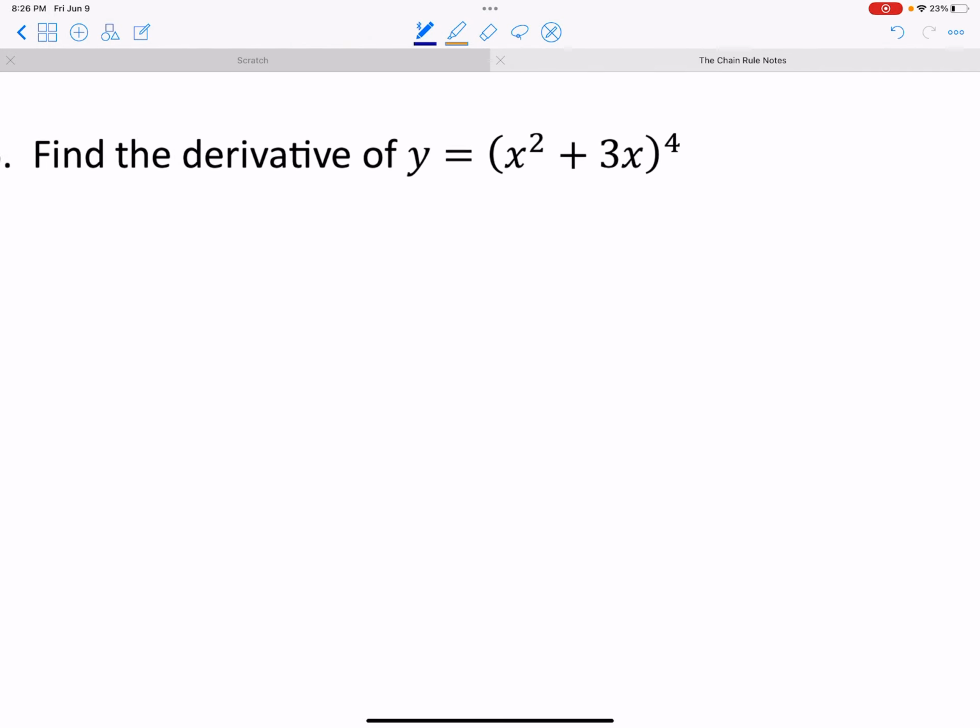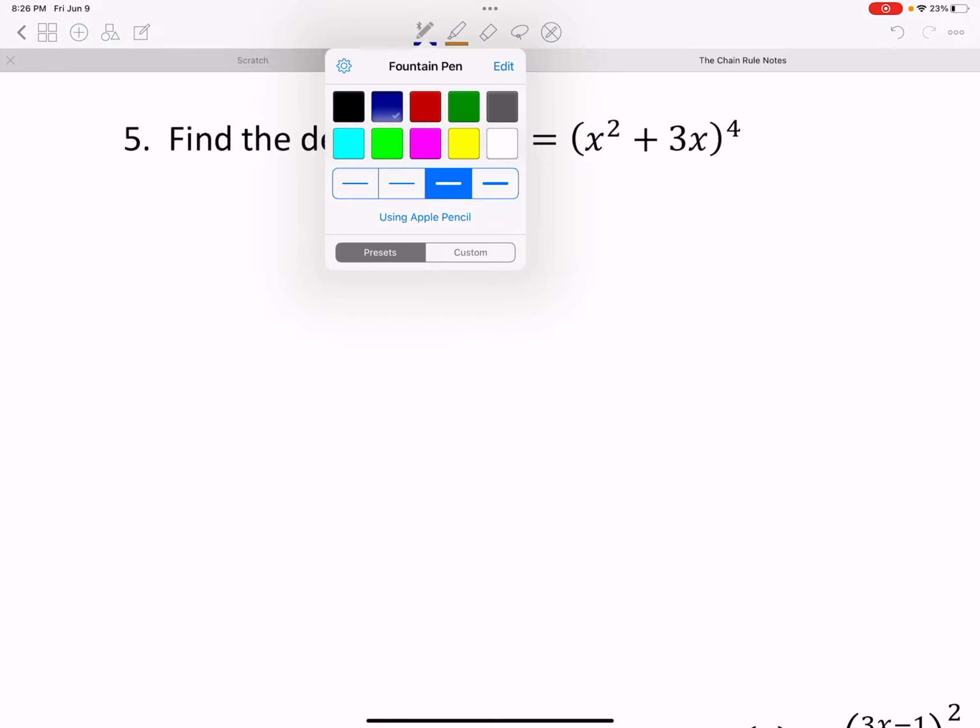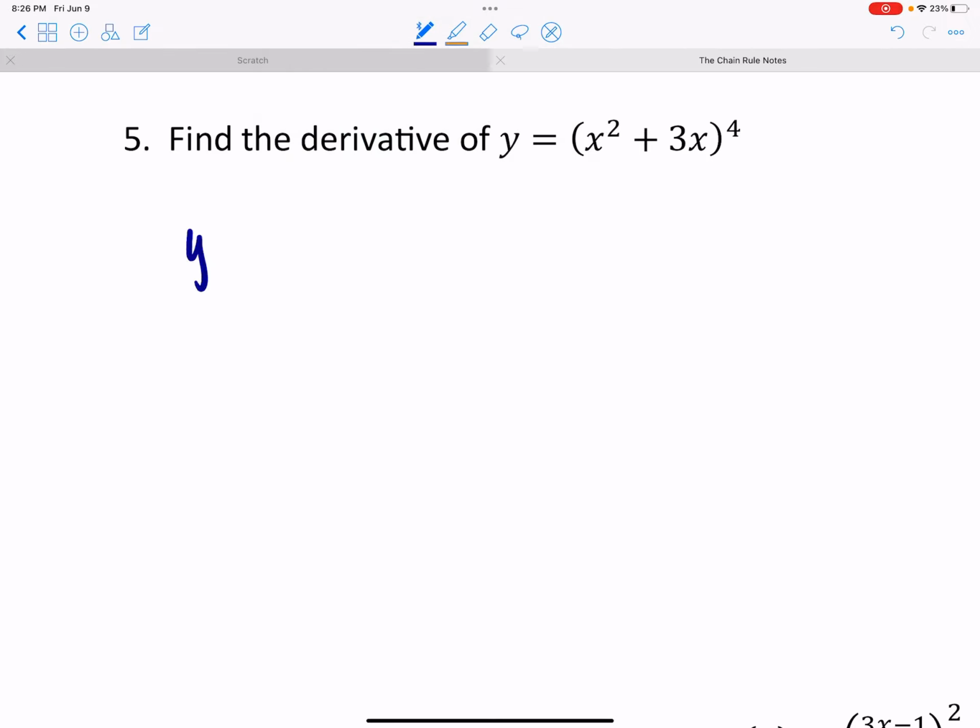All right, let's try with some that are a little bit more complicated. I don't know, maybe this one's not so bad. So we're going to find the derivative of y. We can call it y prime or dy dx. I don't know that I've used the y prime notation, but that's totally fine. So let me just go over here.